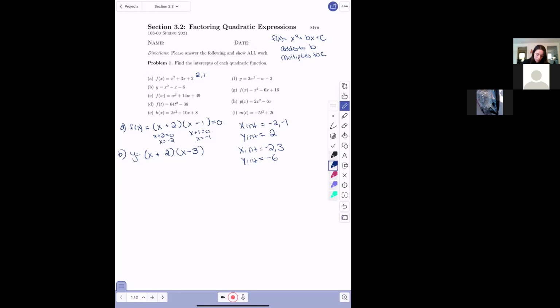All right, let's move on to C. Any questions so far? Okay. Moving on to C. We're looking at f of w. All right, again, this one's actually a little different. So I'm going to write it out again, but in a different way. So I can notice that I have w squared plus 2 times 7w plus 7 squared.